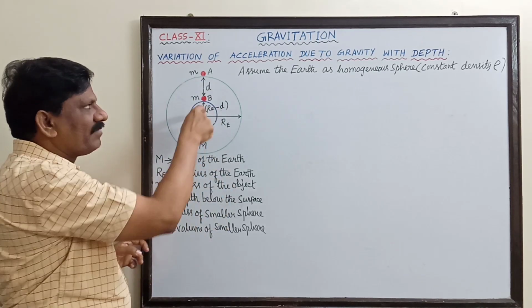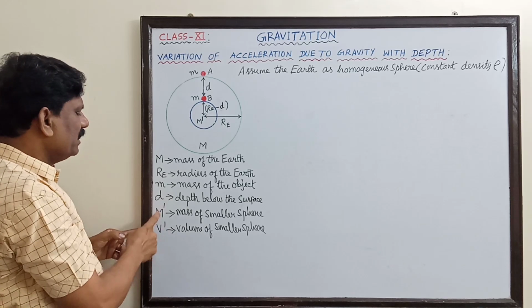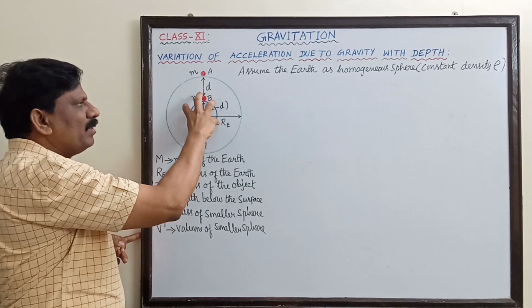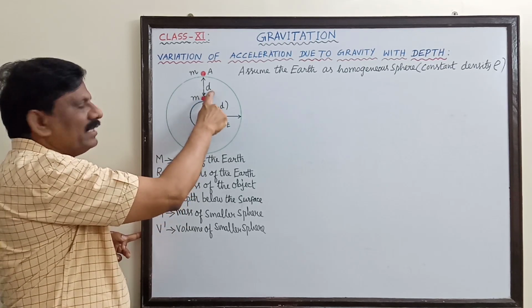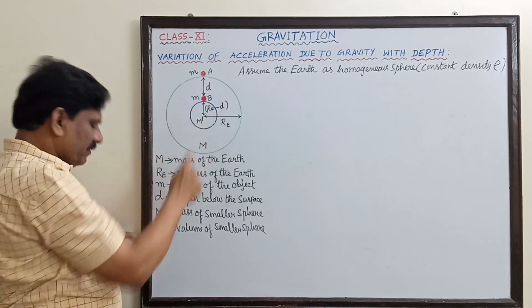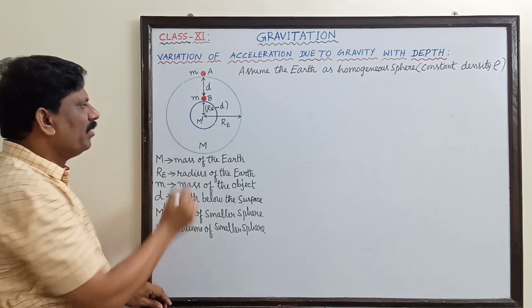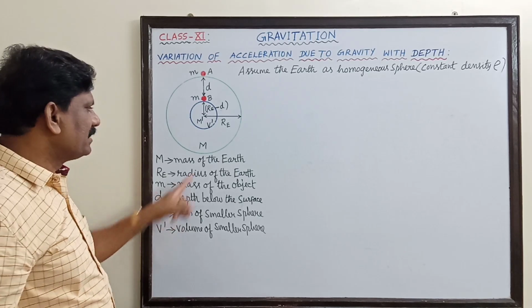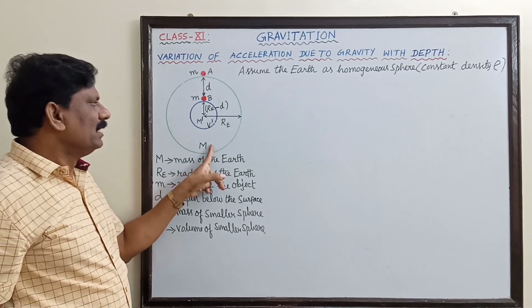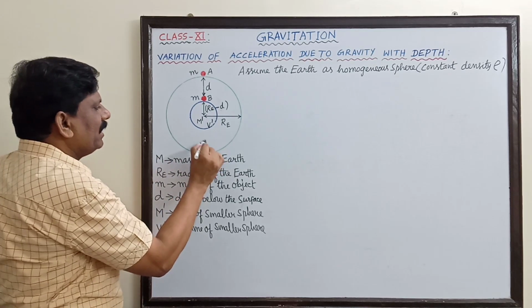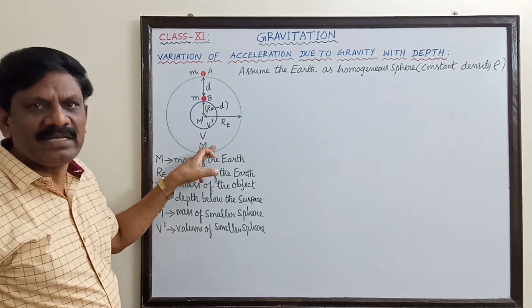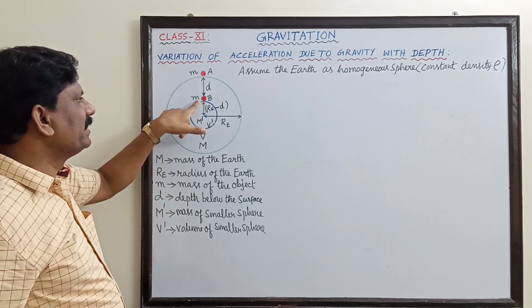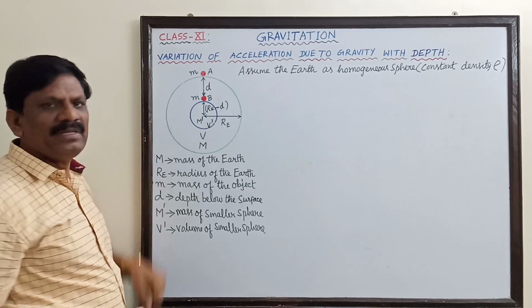And d represents the depth below the surface of the earth, and M dash is the mass of the smaller sphere at a depth d, and V dash is its volume. So mass of the total earth is capital M, and its volume I will take as V. V is the volume of the entire earth, and M dash is the mass of the smaller sphere on which the object is placed at B, and its volume is V dash.